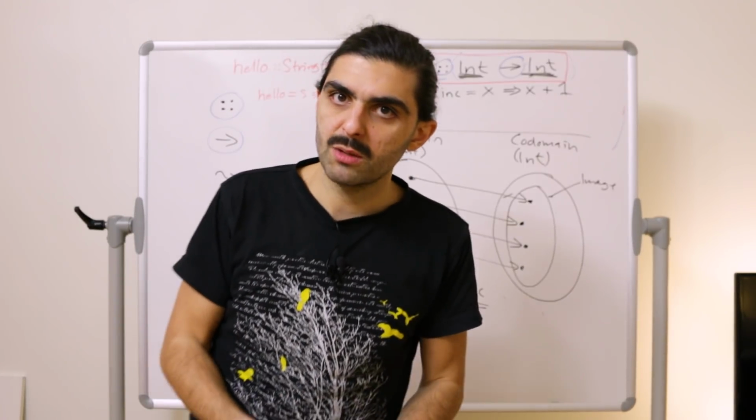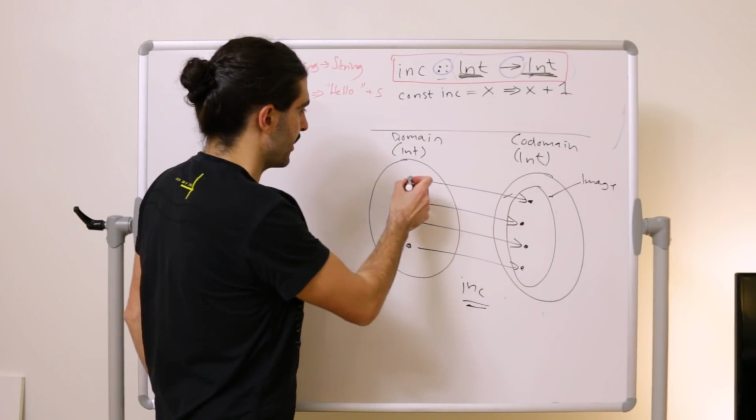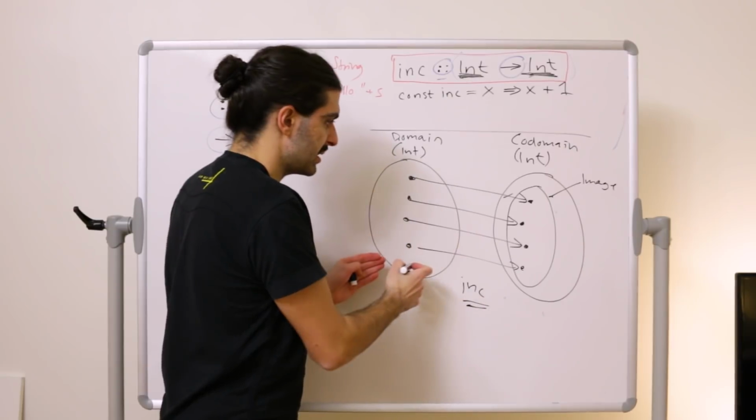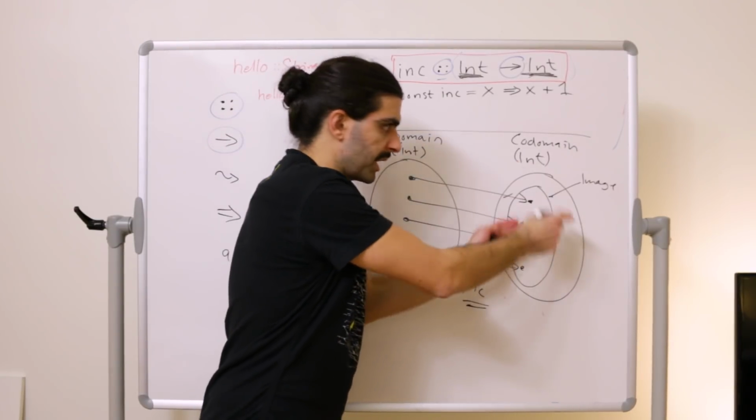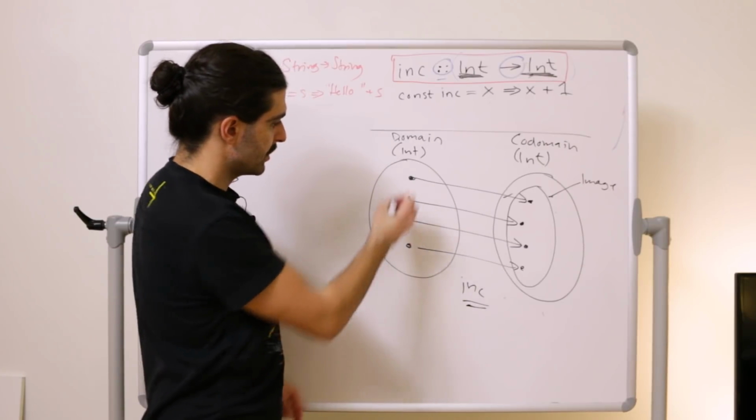How can a function be a value? Well, of course you could say that a function is something that maps from members of a set to members of another set, that maps from a domain to a codomain. So it's like, sorry, I should have drawn here as well.